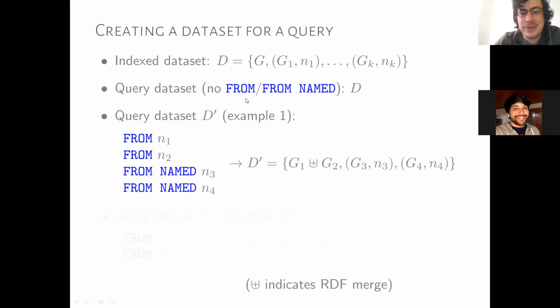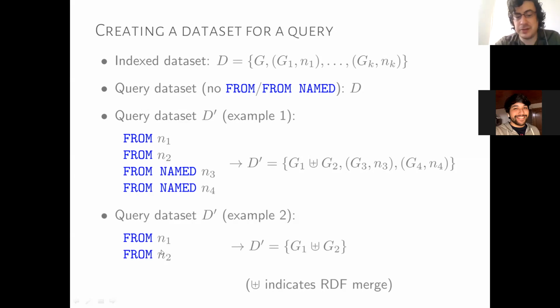If there is a from or from named feature, then if we have from, for example, N1 and N2, we're going to take the RDF merge, as we just saw, of G1 and G2, which will be our default graph. And if we have from named N3 and N4, then we're going to keep as named graphs N3 and N4, where we keep the names, right? So this is still a data set where we have one default graph, the merge of G1 and G2, and now we have two named graphs, G3 and G4 with names N3 and N4. Okay, so this is the main idea. With this, we can construct query-specific data sets to run our queries on.